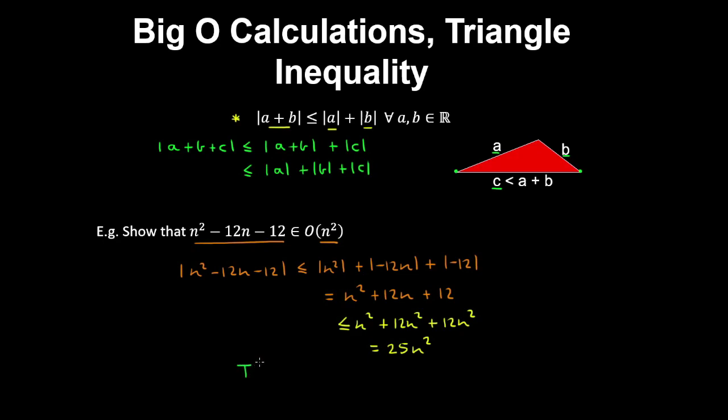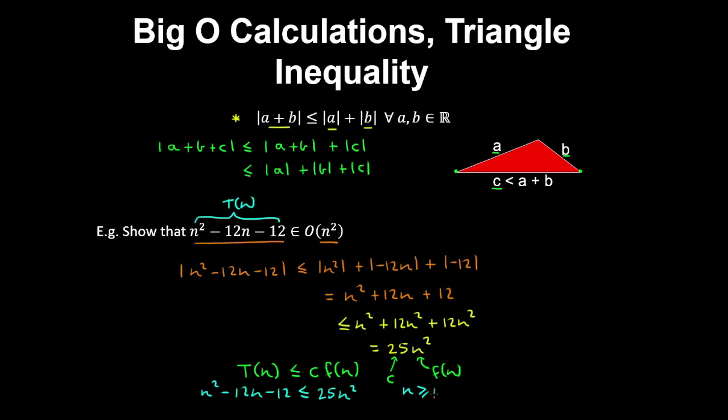And by the big O definition, we have that the function t of n is less than or equal to some constant c times f of n. So in this case, f of n is n squared, c is 25, and t of n is our function. And if we quickly write this expression over here, we can see that this holds for n greater than or equal to n naught, where we can take n naught equal to 1. So we conclude that the function is O(n squared).